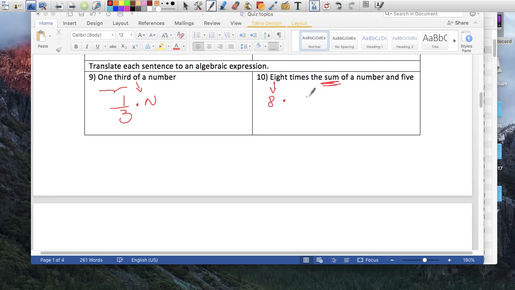So we need to protect that, because sum is addition, right? Of a number and 5, and if we leave it like this and follow order of operations, you would have to do 8 times n first and then add 5, which is not what we want. We actually want to add these two and then multiply by 8. So parentheses in this case is definitely necessary. Okay.